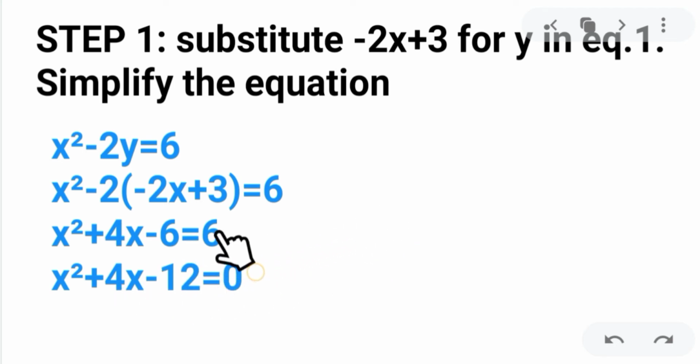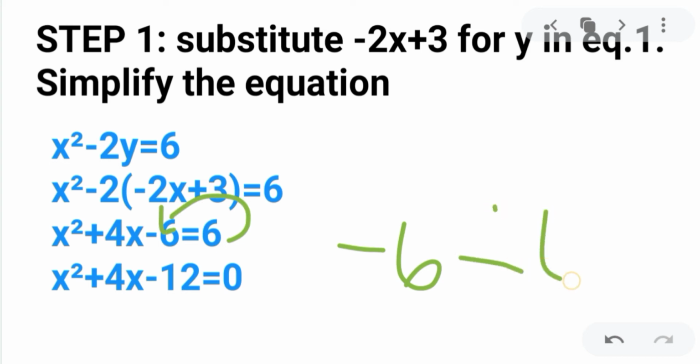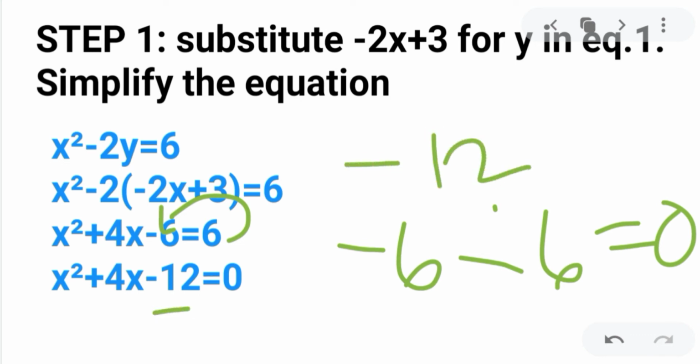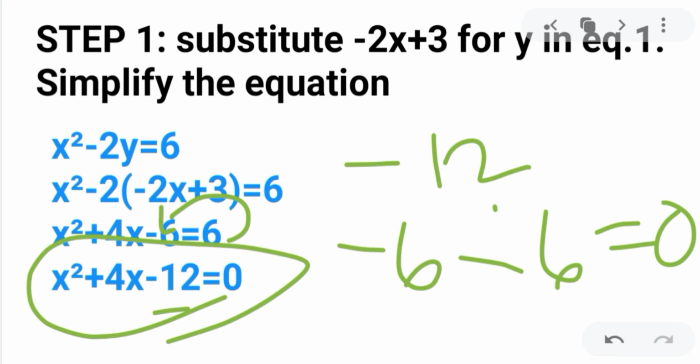Then, transpose the 6 to the left side of the equation since we need to equate the right side of the equation to 0 because we will be factoring that out later. So, transpose the 6 to the left side, that will become negative 6, then equals 0. Negative 6 minus 6, it will be negative 12 here. So, this is your new equation.